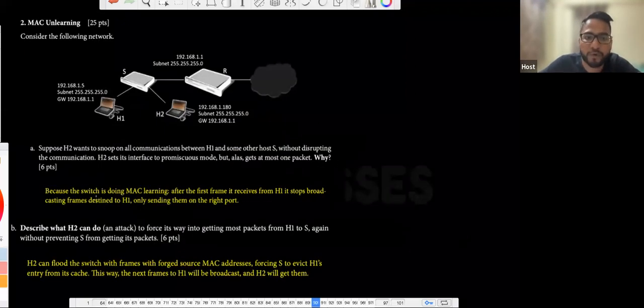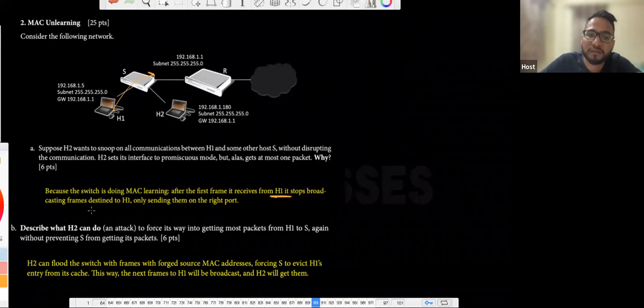Why? Because the switch is doing MAC learning. After the first frame is received from H1, it stops broadcasting frames where the destination address is H1, right? So the moment it receives the first frame from H1, it will stop broadcasting all the frames that are destined to H1. It will only forward to just one port, the right port.